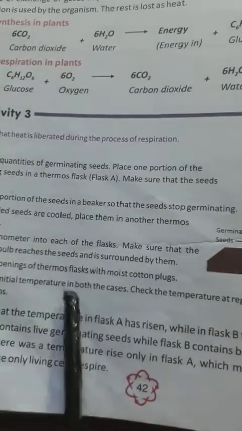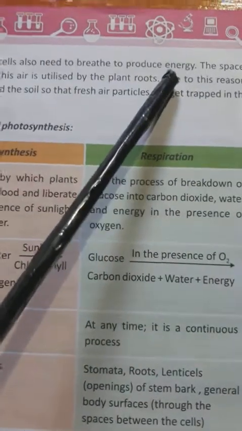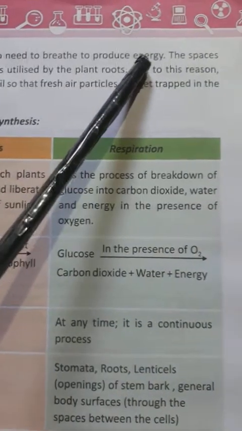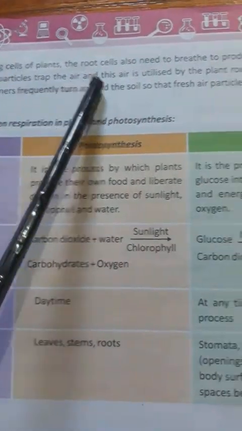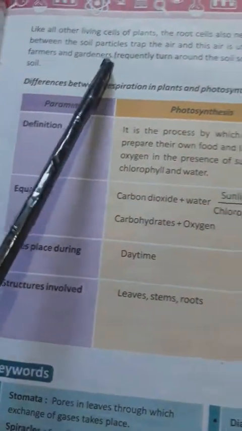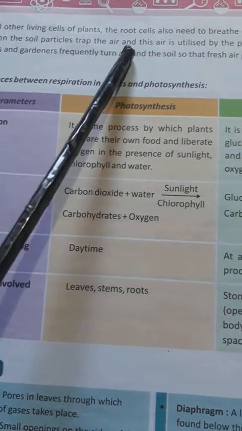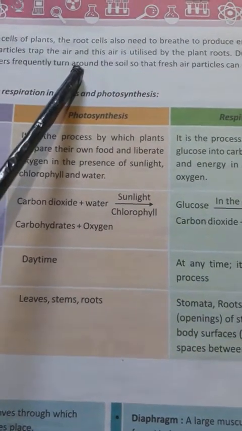Now coming to here, this is also activity 3, please go through all this, okay. Like all other living cells of plants, the root cells also need to breathe to produce energy. So even the root part of the plant breathes and produces energy. The space between the soil particles traps air, and this air is utilized by the plant roots. Due to this reason, farmers and gardeners frequently turn over the soil so that fresh air can get trapped in the soil. Even under the soil, if the soil gets compacted, then the air will not enter.